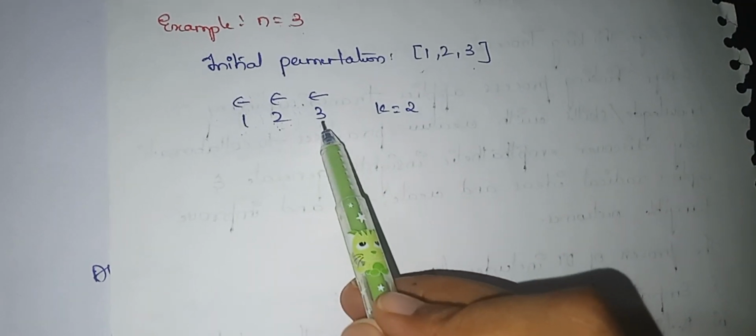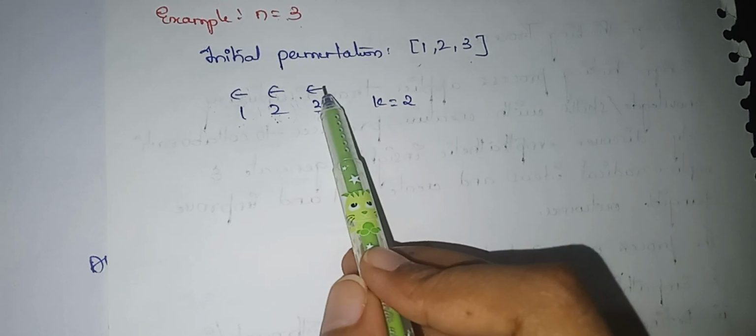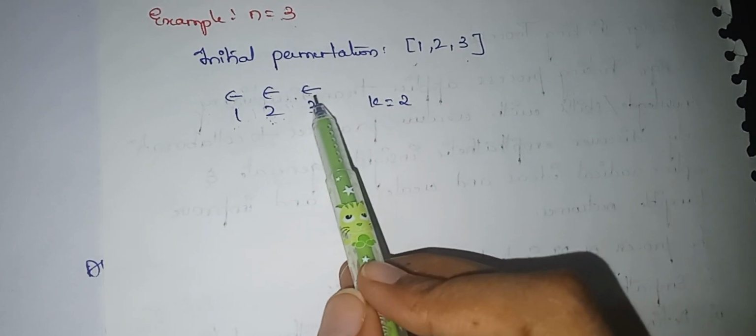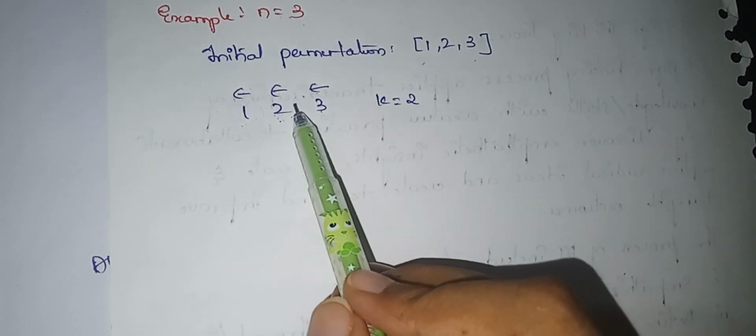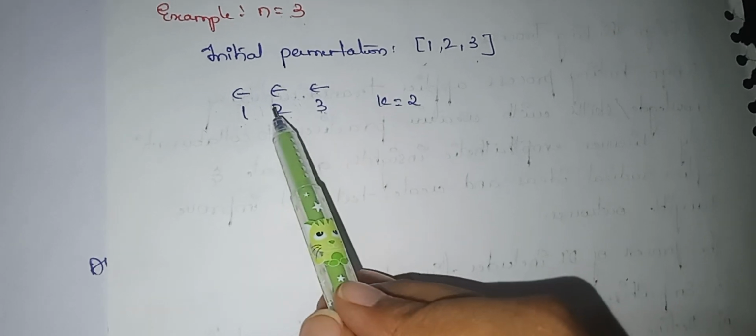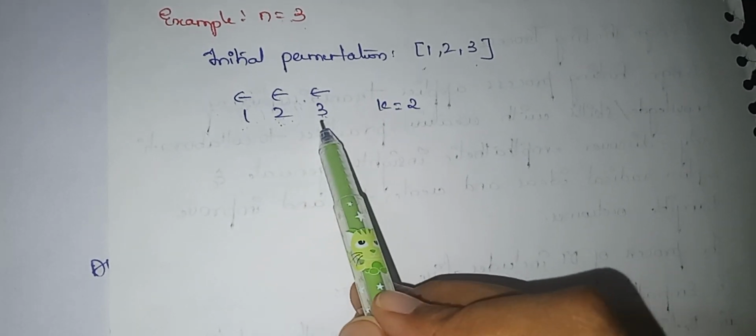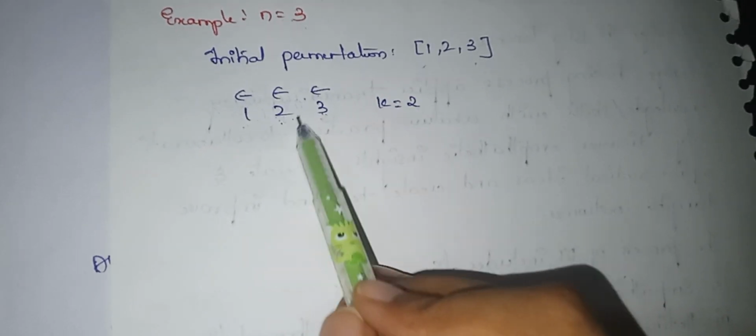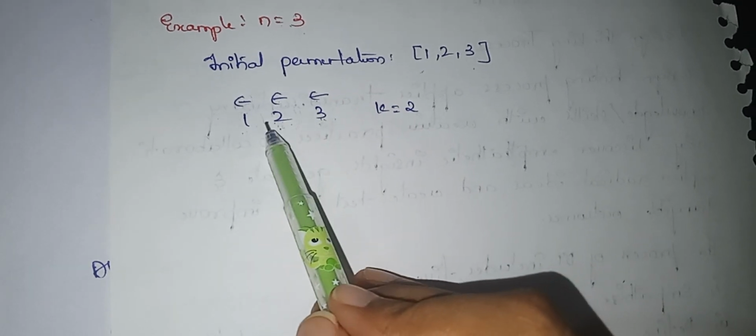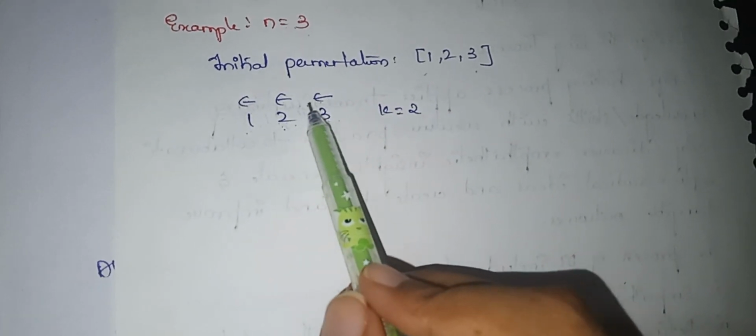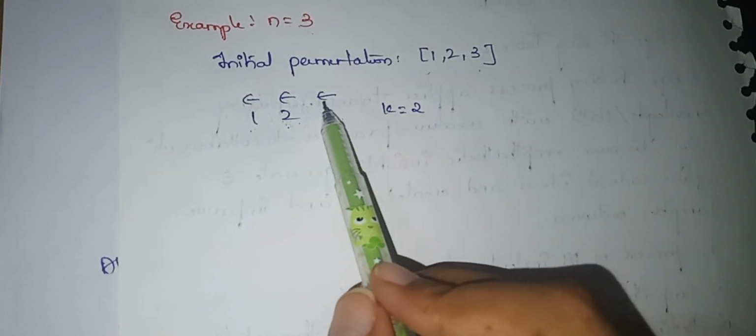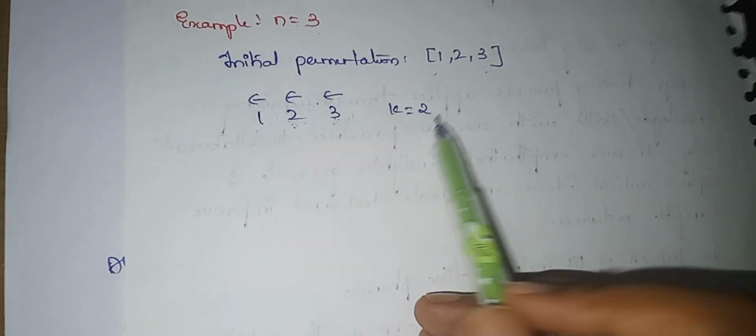Now moving on to the next element, 3. Again look into its direction. The arrow is pointing towards 2, so you have to compare 2 and 3. Sorry, 2 is less than 3, so it means that 3 is greater. Hence I can identify this 3 as a mobile element as well. So k is equal to 2, 3.